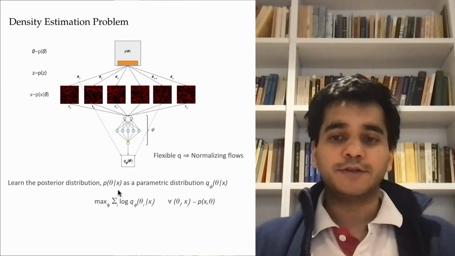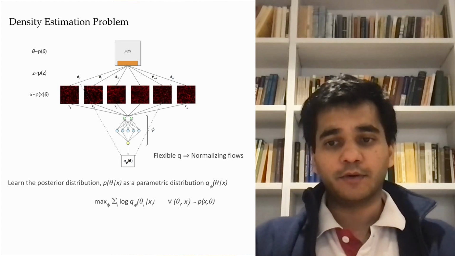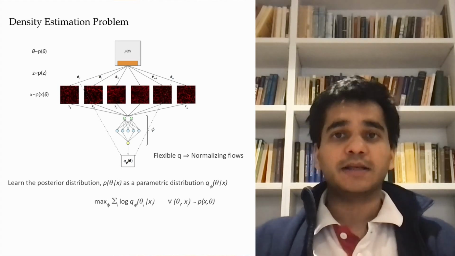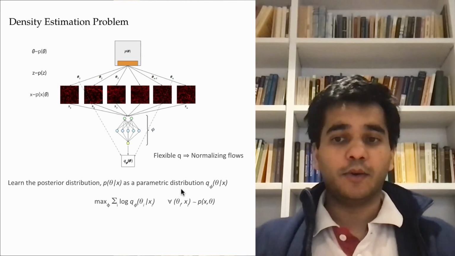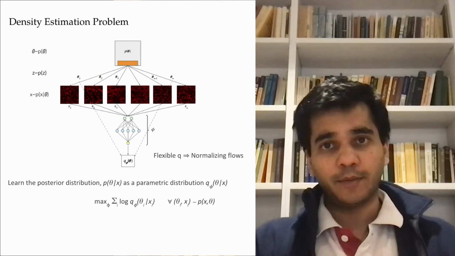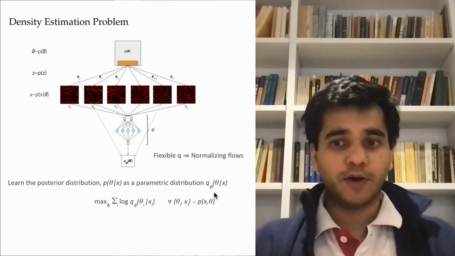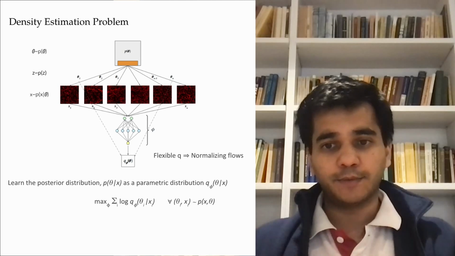So we begin by assuming that this posterior can be captured by a flexible family of parametric distributions Q, and for maximum flexibility, we'll model this Q using neural networks called normalizing flows. Now we want to fit for these distribution parameters, which are the weights of these neural networks, phi, such that our parametric distribution matches our target posterior.